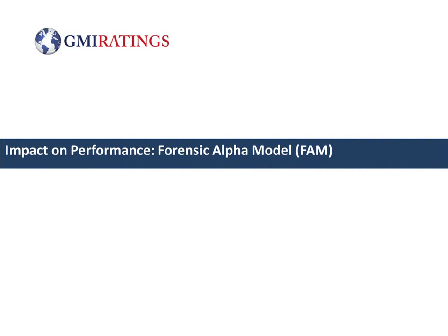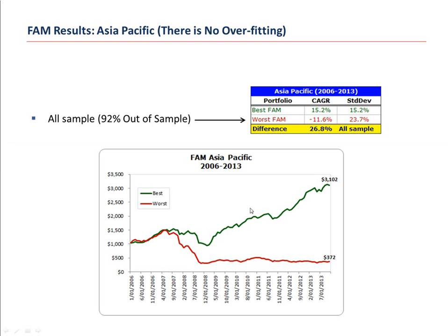Now let's talk about the impact on performance from FAM. Let's look at some actual performance in Asia Pacific. We'll start simple. We'll look at the top and bottom 5% of FAM companies, the best versus the worst. We can see the best rated companies returned 15.2% compounded annual growth over an 8-year period, with a standard deviation of 15%, where the worst rated companies returned negative 11.6%, with a 23.7% standard deviation. We're looking at a difference of 26.8% per year between the best and worst rated companies. And you can see how that looks in a wealth graph, starting with 1,000 Australian dollars. The best companies tripled in value, the worst companies lost over 60%.